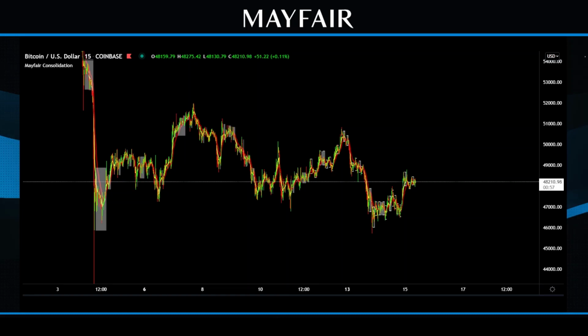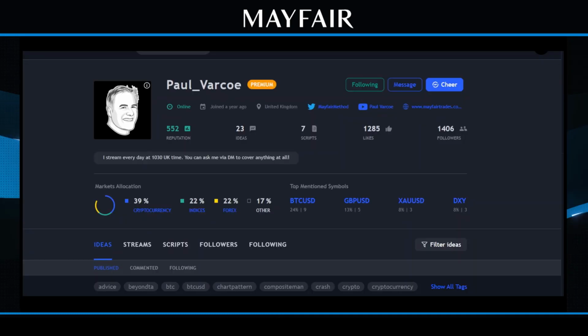Bear in mind, we're going to be using this on a 15-minute time frame, so probably a 1 to 3 minute schematic would be the equivalent of the consolidation range that you see in the background of the indicator. If you don't follow Paul's daily streams, it's probably worth checking his profile out on TradingView.